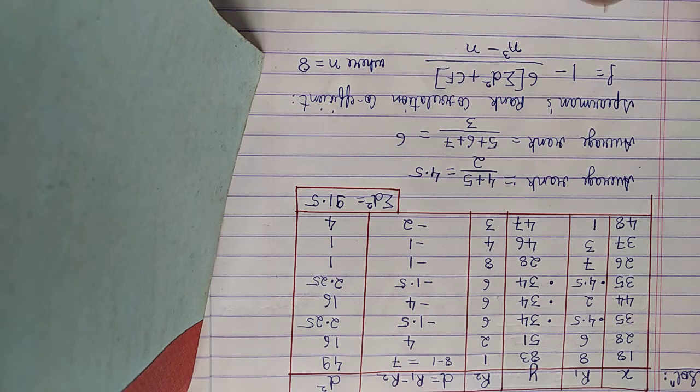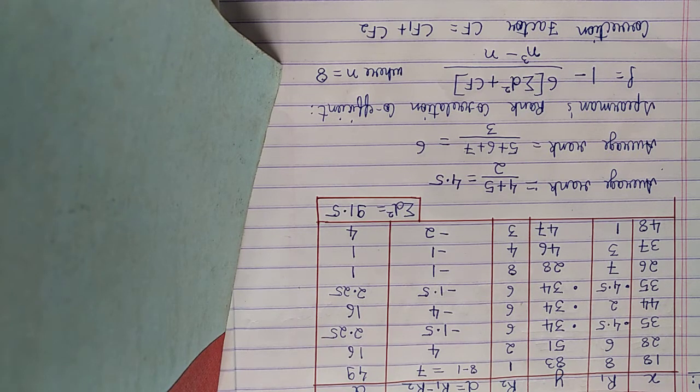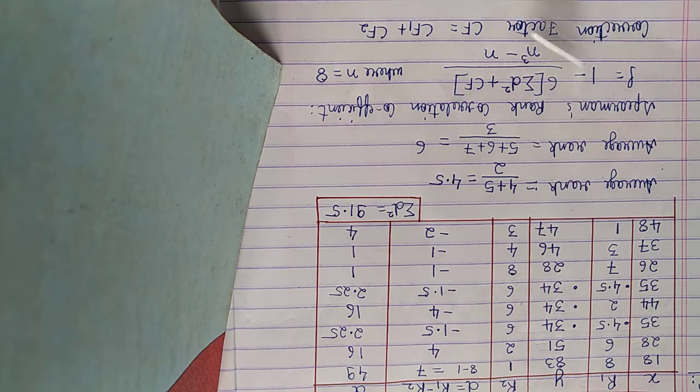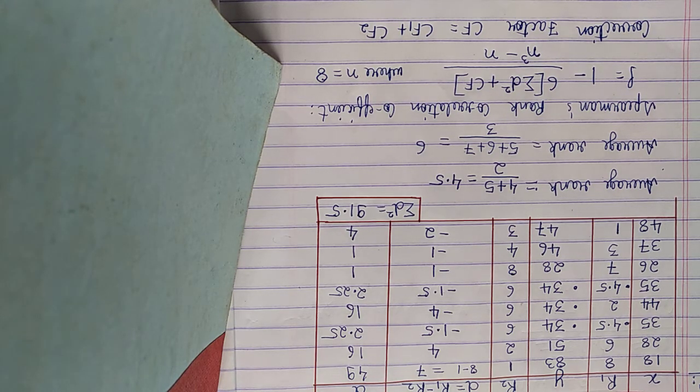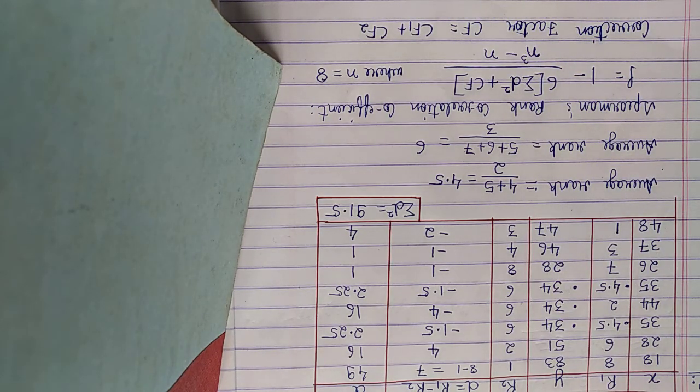Now, what is CF? Correction factor. CF equal to CF1 plus CF2. What is this CF1 plus CF2? Why CF1 and CF2 are coming? Because we have ties at two locations. The first location is here and the second location is here. If there was one more tie, we would have also got CF1 plus CF2 plus CF3. So, if we have only tie at one location, suppose only this location was there, there was no ties here, then CF is equal to CF1, only CF1.